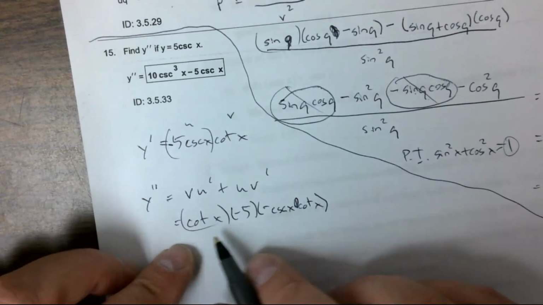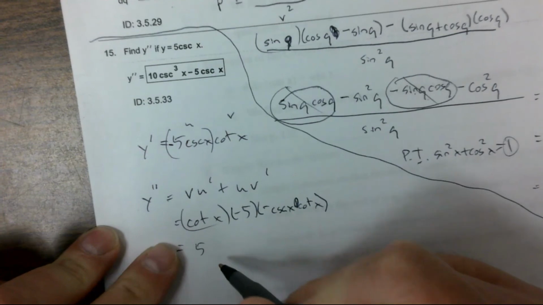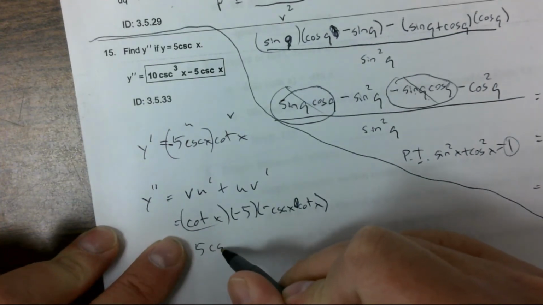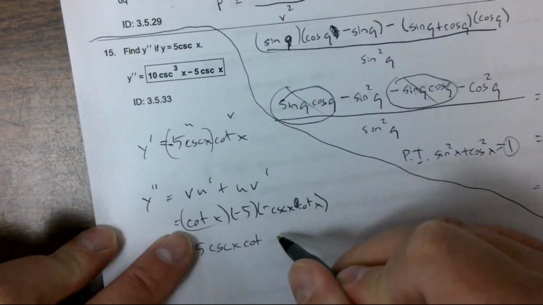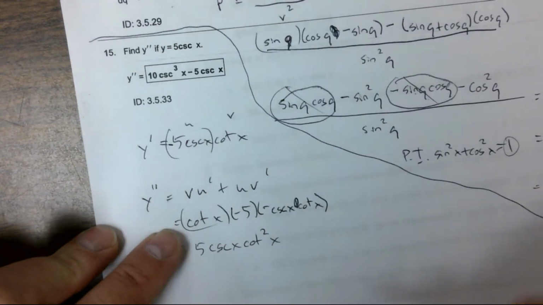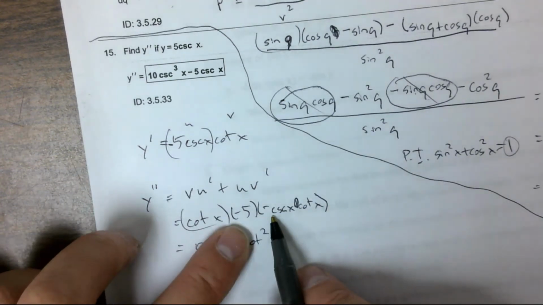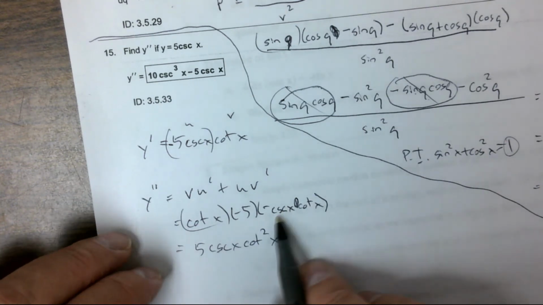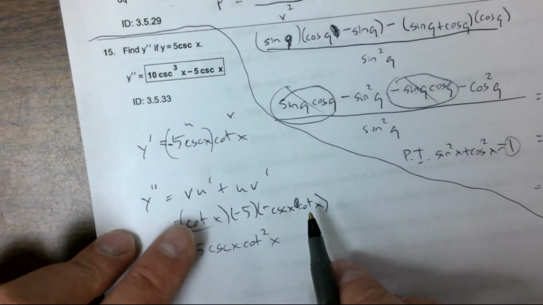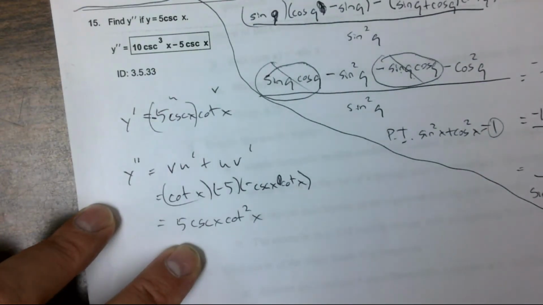And that part simplifies to a positive 5 cosecant x cotangent squared x. We're not really distributing, we're just canceling the negatives, putting the 5 in front, and then multiplying this term by that term, so it's cosecant, and then there are 2 cotangents. So that's cotangent squared. So that's for your first part.